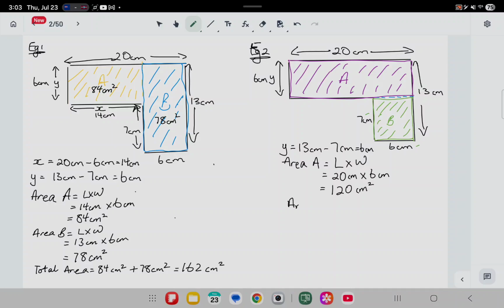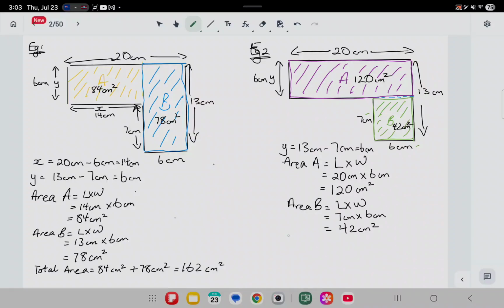Now we could find out the area of B. Looking at the dimensions here, we know that it is a rectangle because one side is 7, one side is 6. So therefore it will be length multiplied by width. The length will be 7 centimeters multiplied by the width, which is 6 centimeters. And 7 by 6 is 42. So that's 42 centimeters squared. So we know here is 120 centimeters squared, and here is 42 centimeters squared.